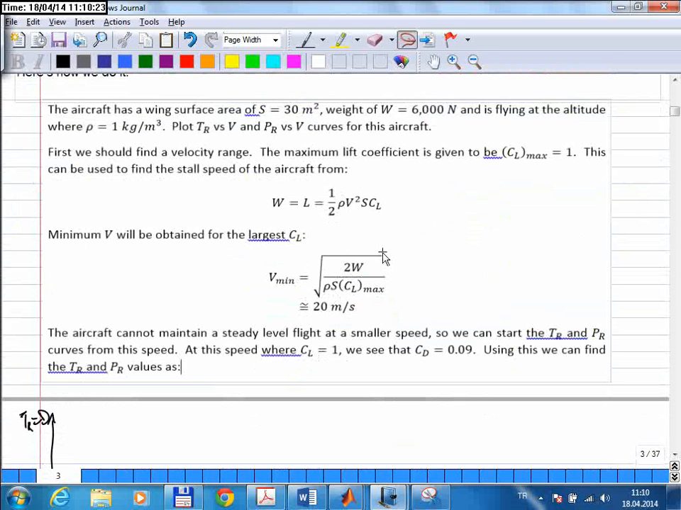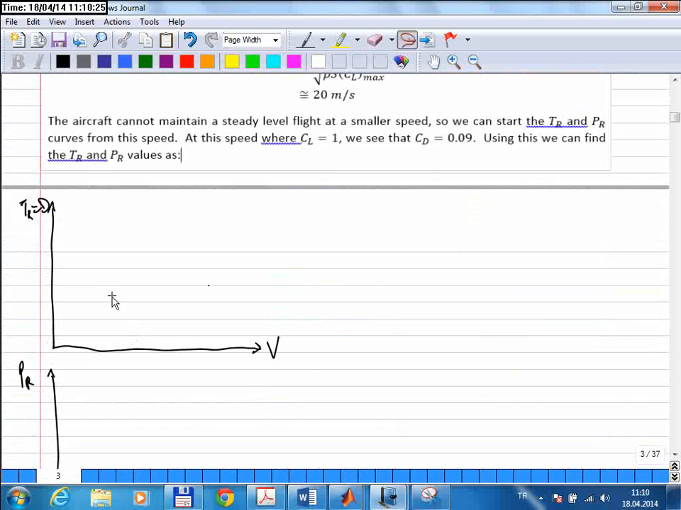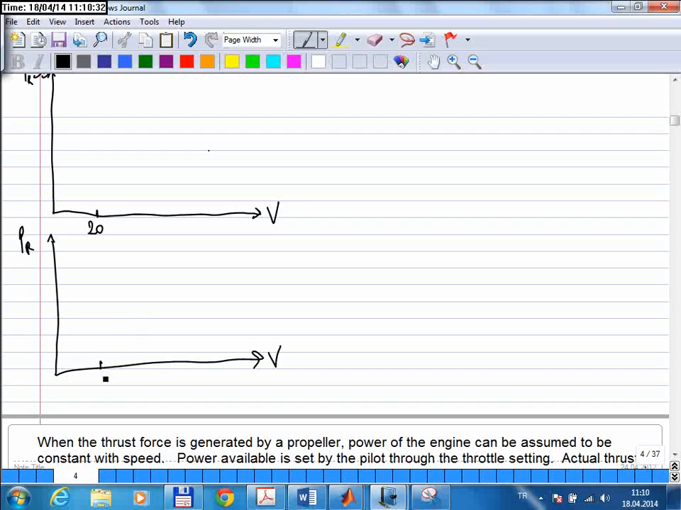Okay, so that means our curve will be starting from 20 meters per second. So let's say this is the 20 meters per second point. Our curve will be starting here. The unit for this is meters per second.